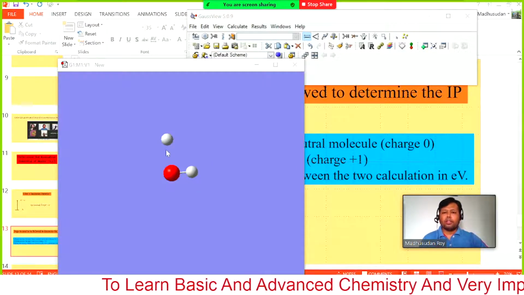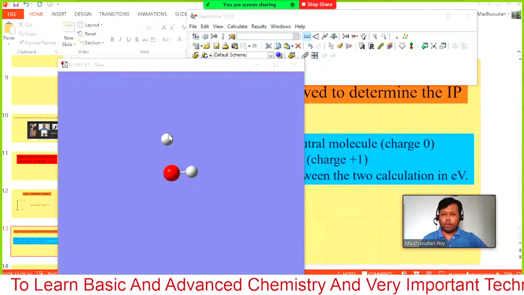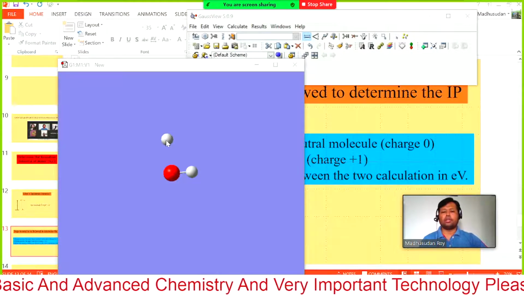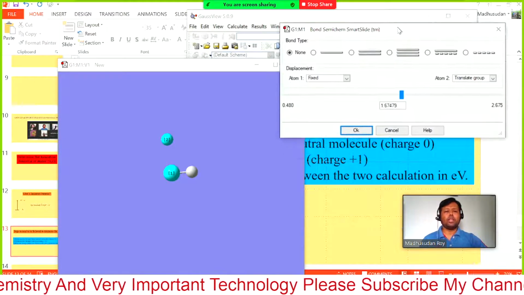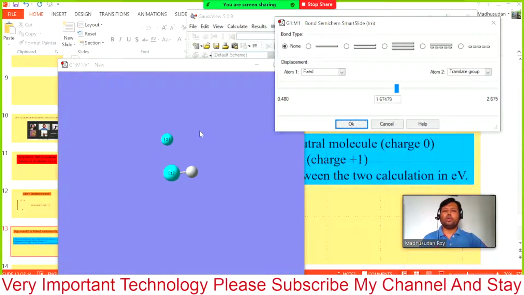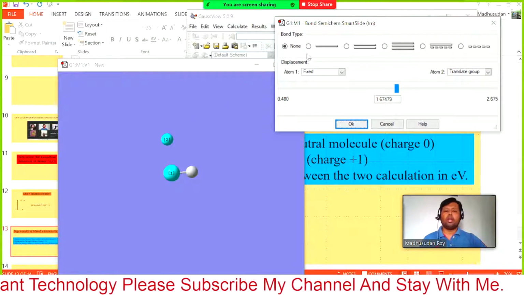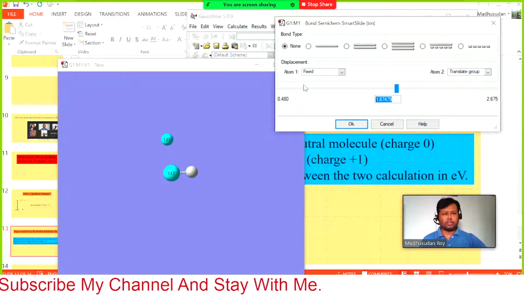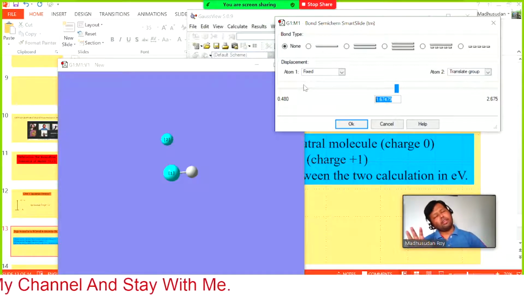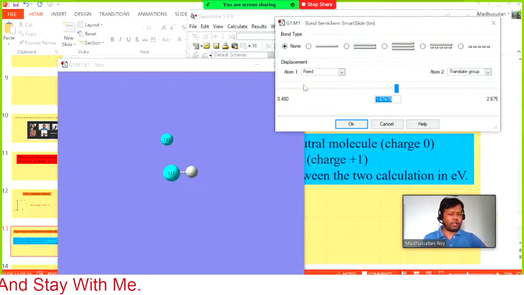Now we need to change the bond length for this oxygen and hydrogen. For this one and this one, we will do exactly the same thing, because in the case of a water molecule we know the bond length is approximately 0.964 angstrom. Okay, you will get it from the optimization.